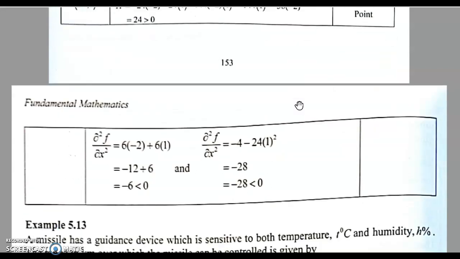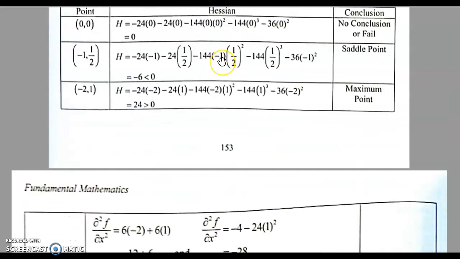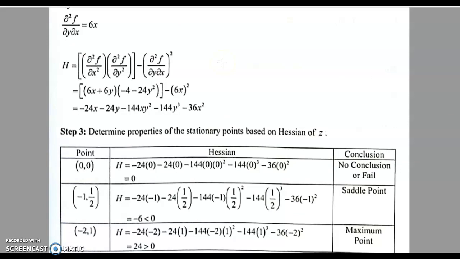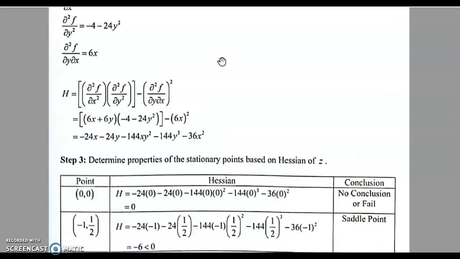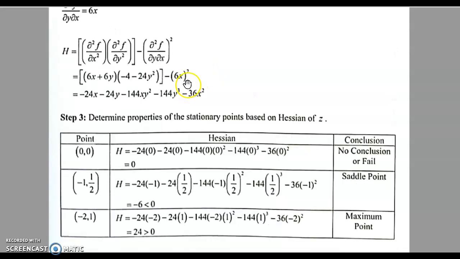So that is how to use the Hessian. Basically we first need to find the stationary points by using the first partial derivatives, and then we proceed to look for the Hessian to find the nature of these stationary points by using the second derivatives.